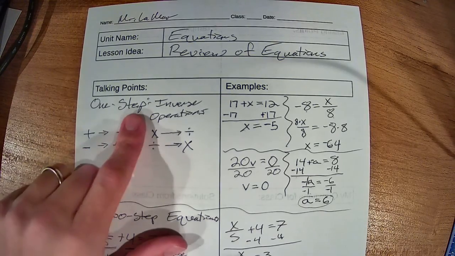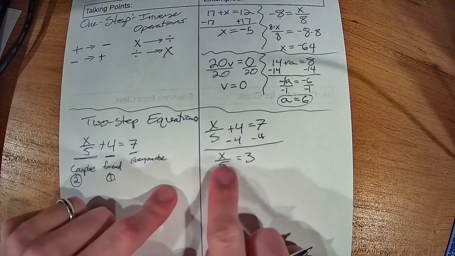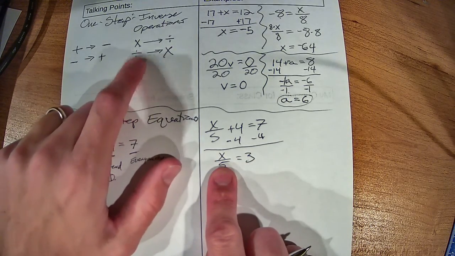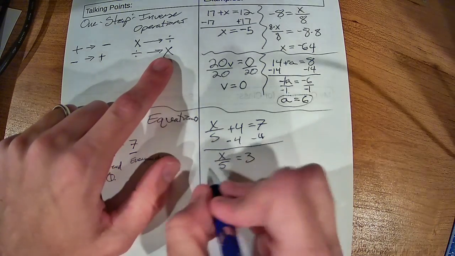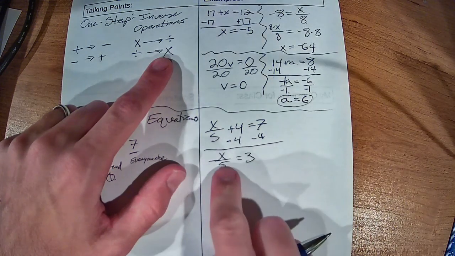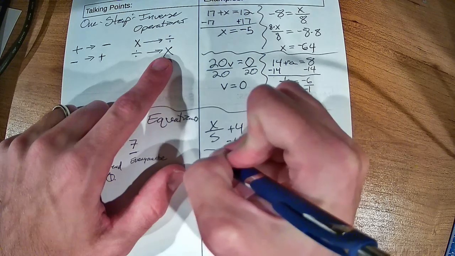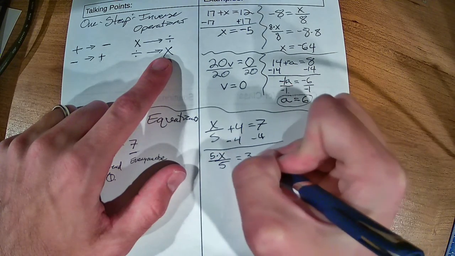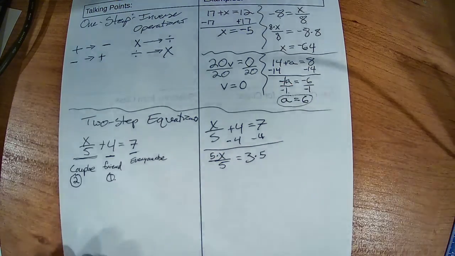Now notice, back up with our inverse operations. This is a division situation. So if I've got division, I'm going to use multiplication to undo it. And in this case, it's the 5 that needs to go. So that's what I'm going to multiply by. I'm going to multiply both sides by 5.